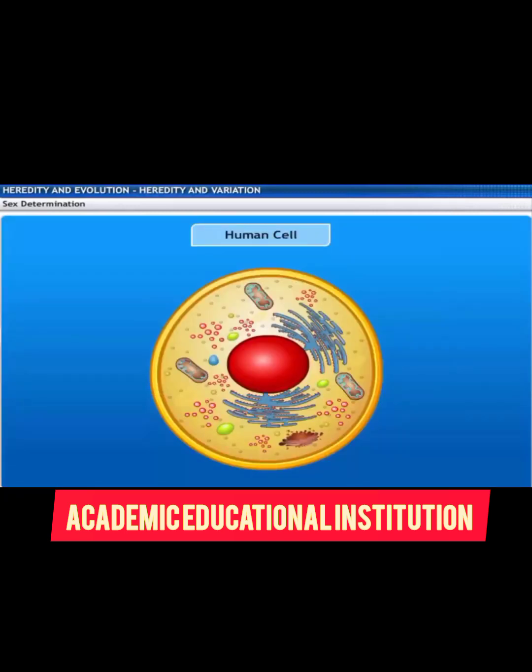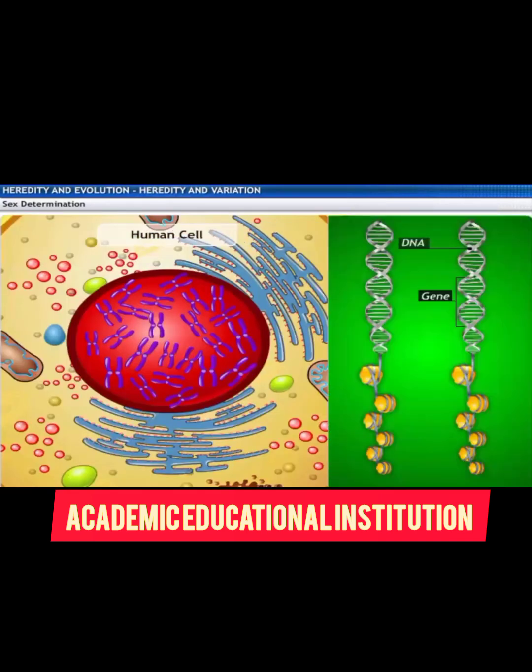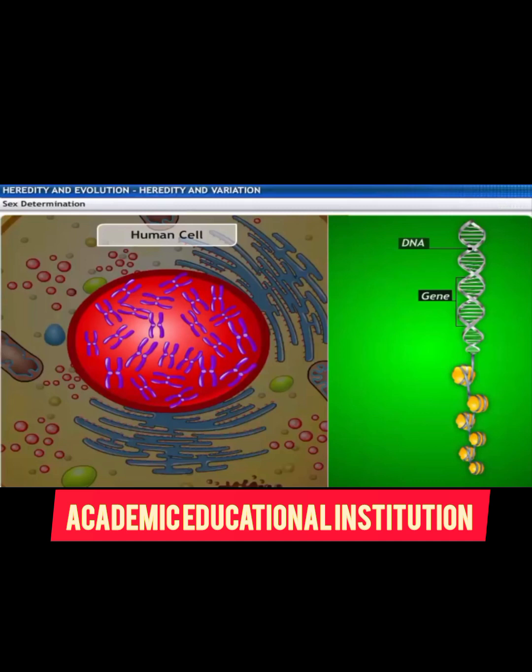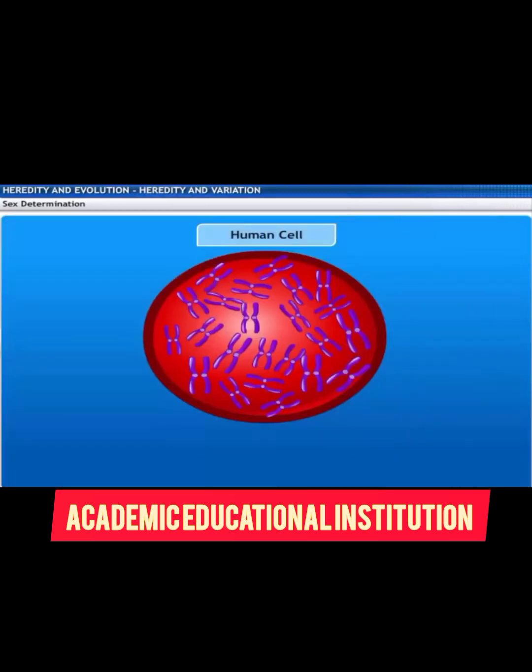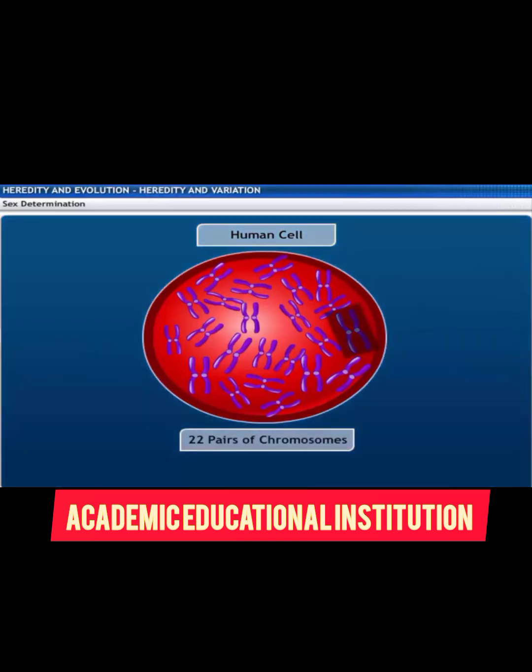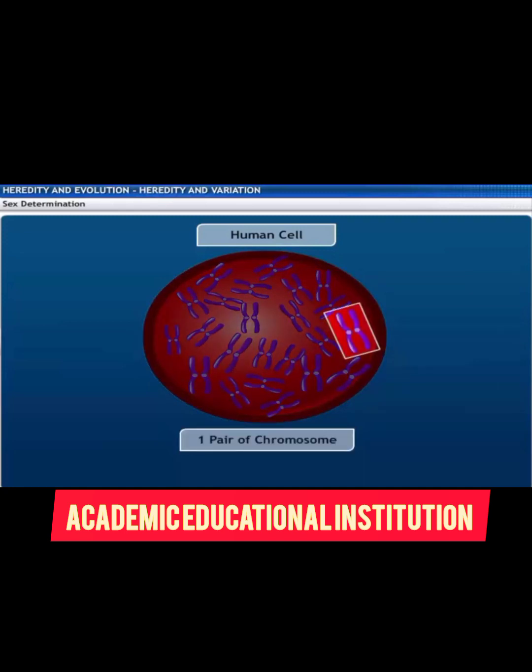Let's see how genetic inheritance determines the sex. Genes are present not as a single long thread of DNA, but as separate independent pieces called chromosomes. All humans have 23 pairs of chromosomes. Of these, 22 pairs of chromosomes have a maternal and a paternal copy. But one pair, called the sex chromosome, is odd.